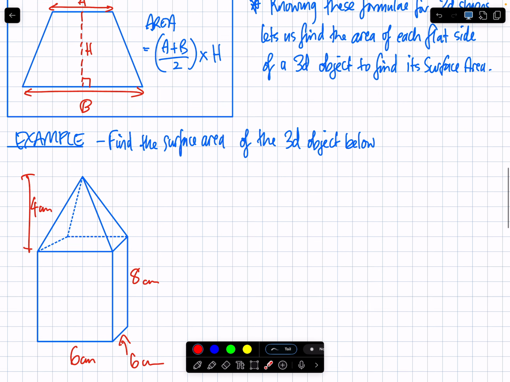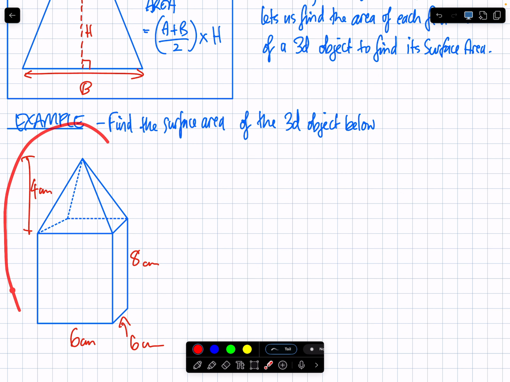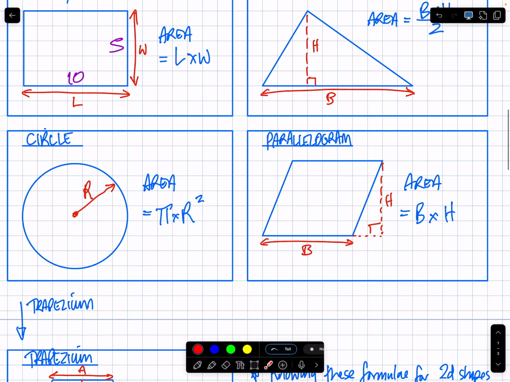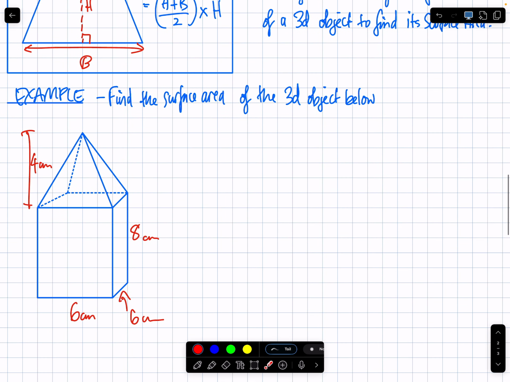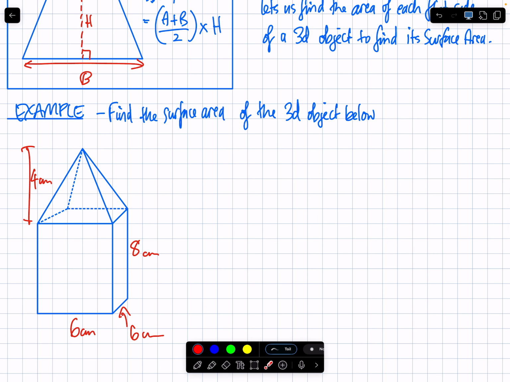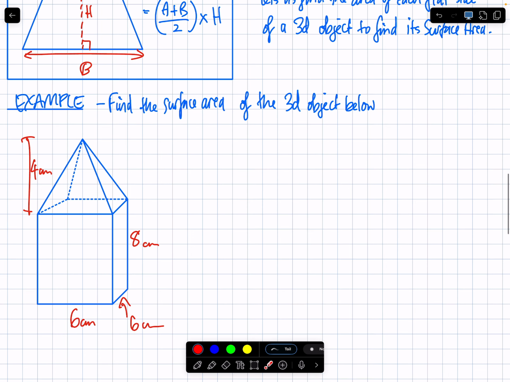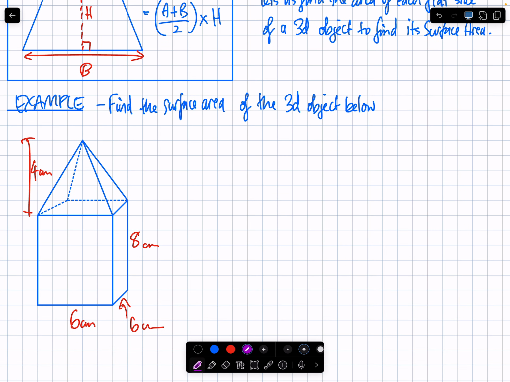If I wanted to find the surface area of this 3D object below, which shapes apply out of these? Rectangles and? Good. Is there a square on the bottom maybe? Yeah, on the bottom because it's 6 by 6. So no circles here. All right. Let's work out the rectangles at the bottom. Area, let's call this side 1.